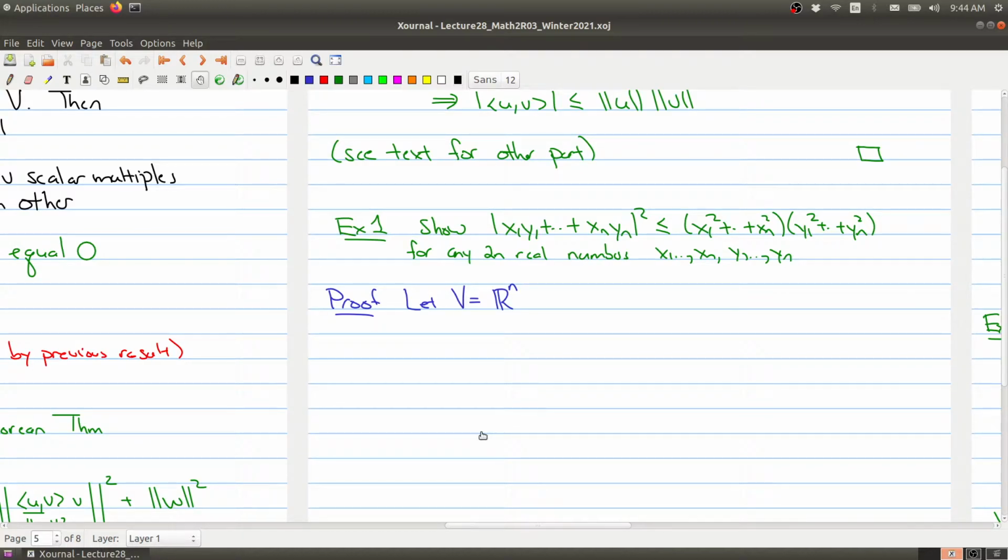Part of the reason is you can now start proving all sorts of interesting inequalities, provided you set up your inner product at the beginning. Let me give you a standard example, which is showing that if you give me any two sets of n numbers, say x1 to xn and y1 to yn, and I take the product x1 times y1 plus x2 times y2 and so on, and I square it, that's always going to be less than or equal to squaring each of the xi's and adding them together, multiplied by squaring all the y's and adding them together.